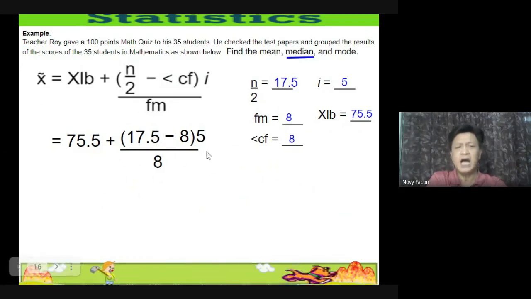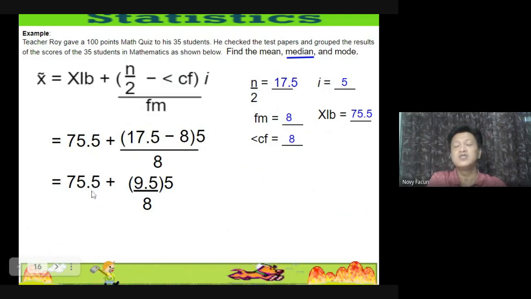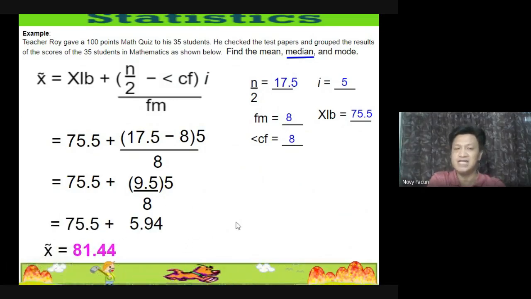And then, ang una natin gagawin dyan, di ba, sa PEMDAS, you have to simplify first inside the parentheses. Kaya nga, 17.5 minus 8, that is equal to 9.5. I-copy mo lang muna yung 5, tsaka yung 8. Tsaka i-bring down mo yung 75.5. Take note, huwag mo munang ipa-plus yan kasi nga, di ba? So, unahin natin yung multiply or divide before add or subtract. So, what is 9.5 times 5? Yung product nun, i-divide natin sa 8. That is equal to 5.94. And then, i-bring down mo ulit yung 75.5. Okay, tsaka mo ngayon i-plus or i-add. Yun po yung value ng ating median. That is 81.44. So, yan na yung median natin.